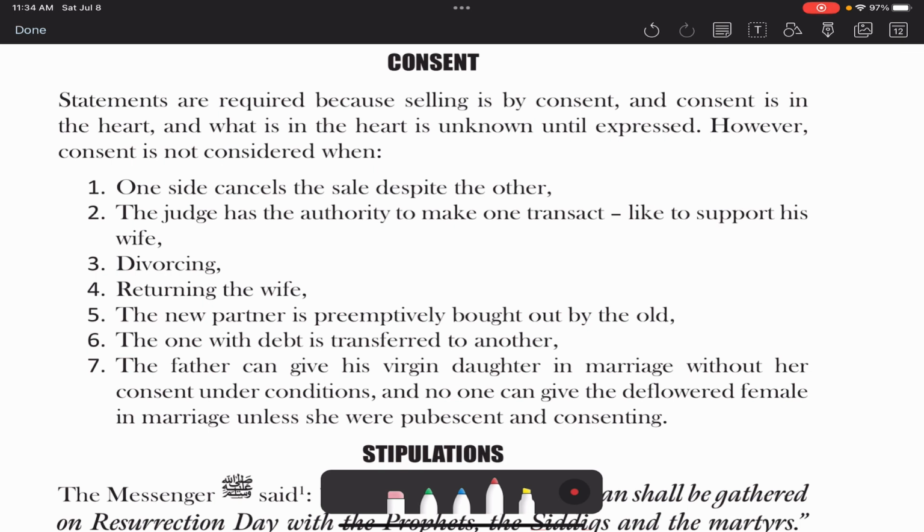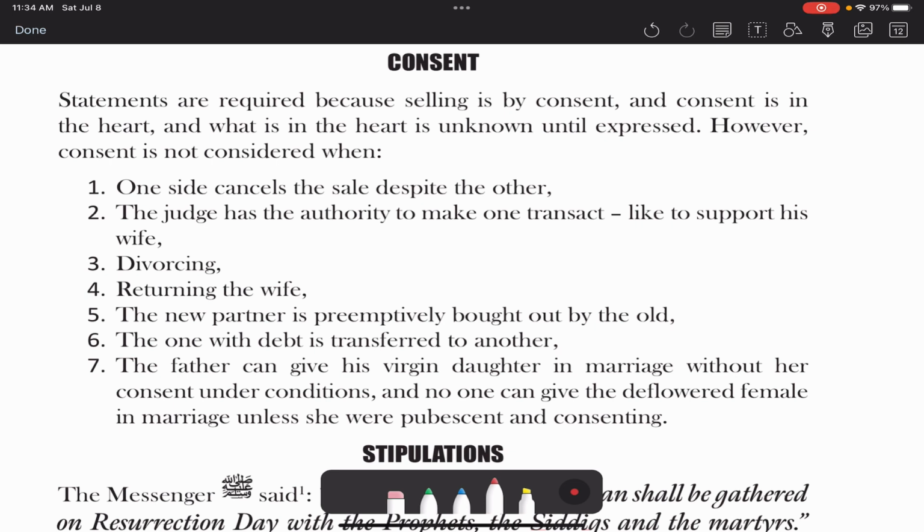Why do we need statements for our deals, according to Ash-Shafi'i? It's because selling is by consent. This is Ash-Shafi'i's reasoning. Selling is by consent. Any deal is by consent. And consent is in the heart. And what is in the heart is unknown until it's expressed. So Ash-Shafi'i said, you don't know the consent of the person until he comes out of his mouth and says, I accept.